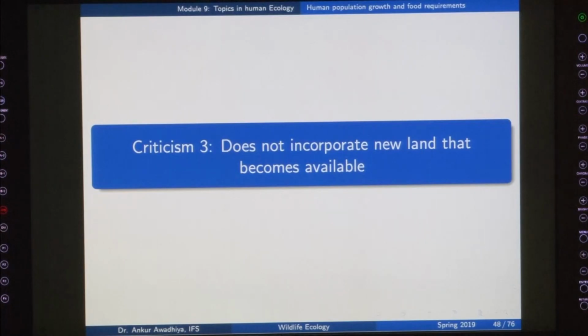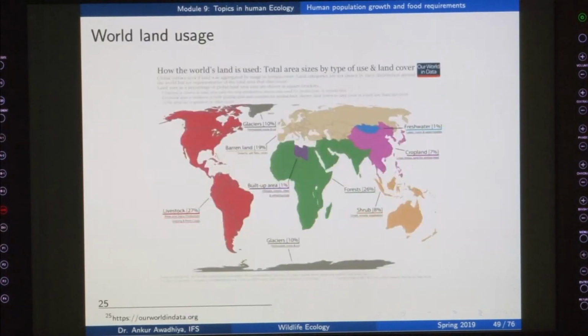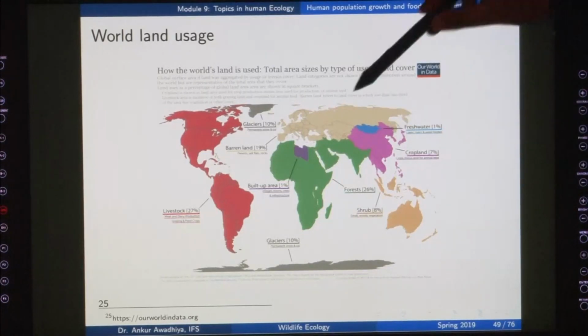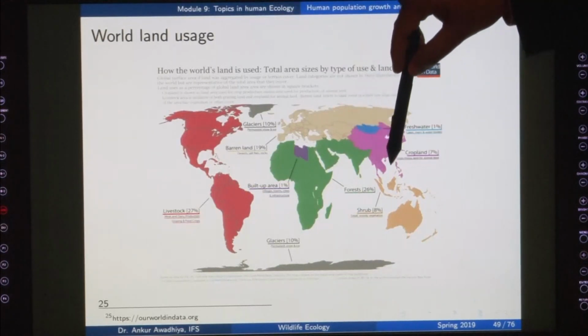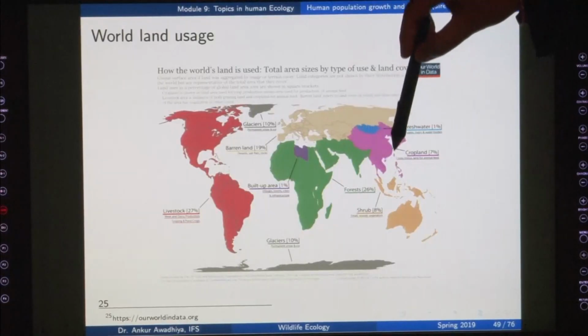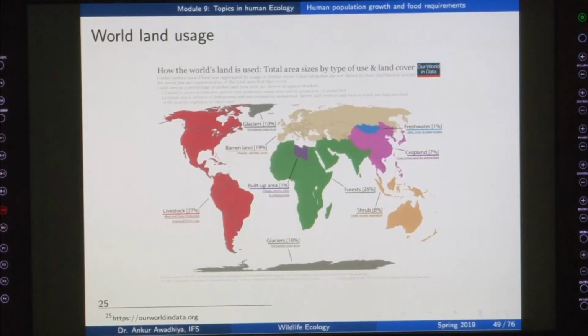So, if we look at the amount of land that has been used for different sectors, this is just a diagrammatic representation of the amount of land that is there in different sectors. Here we can see that this pink area is the amount of land that we have diverted to the crops. So, this is the cropland area.